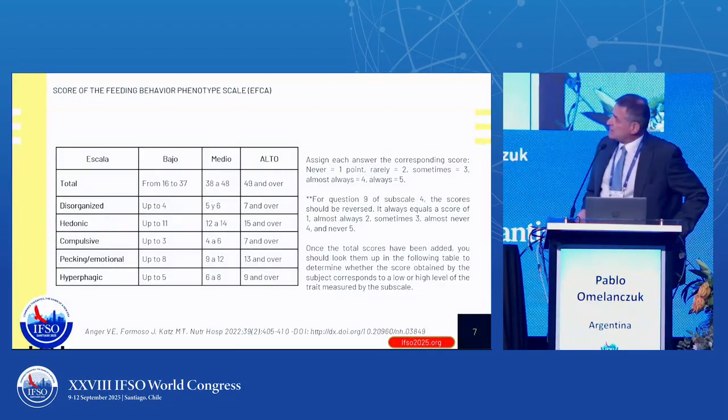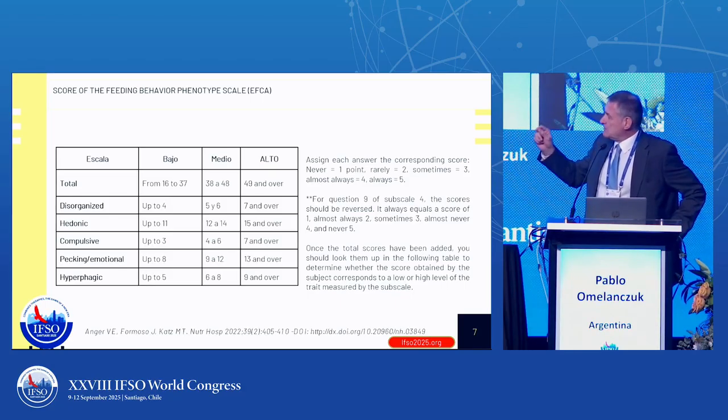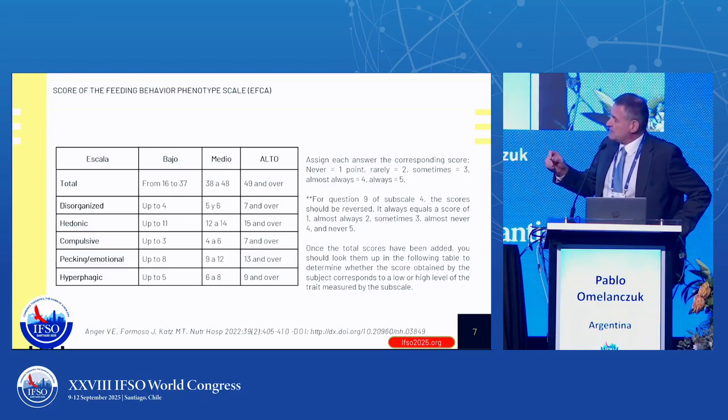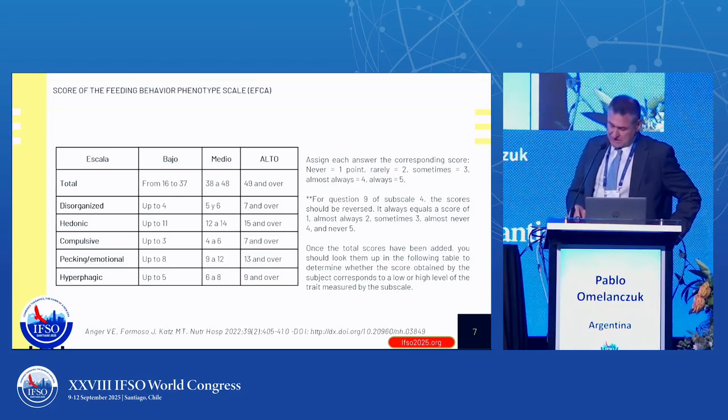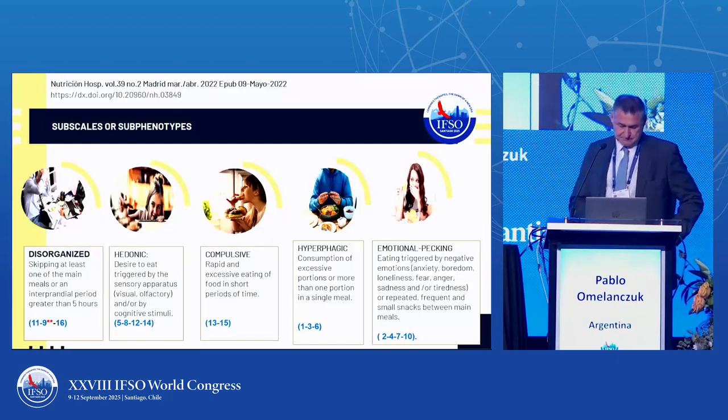This is the score of the feeding behavior type scale that we got after evaluating all the patients. And you can see here the total, and we can divide it into low, medium, and high according to the score. On the right side, you can see the value that we gave to each of the questions, or how we get the value of each subphenotype.